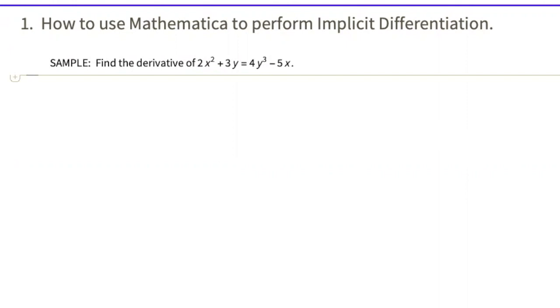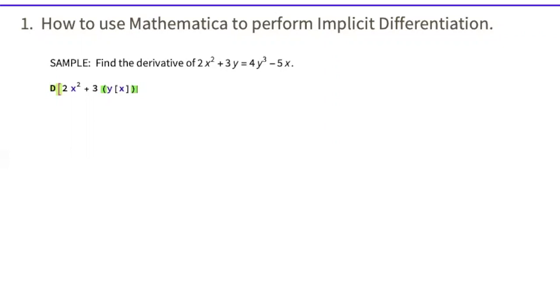The command you use in Mathematica begins with the capital D for derivative, and you're going to type in your equation with a slight modification. When I come upon a y in my original equation, in Mathematica, you need to indicate that y is a function of x. And that's exactly how you would do it.